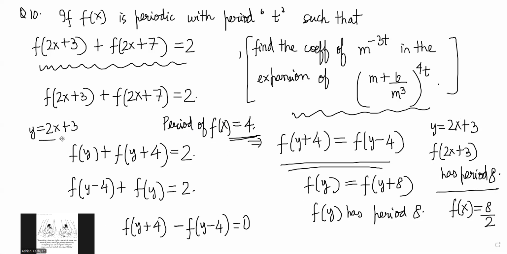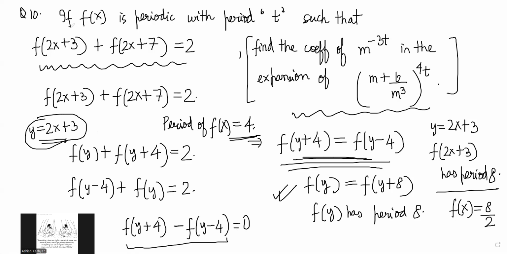How? We just replaced it with 2x plus 3. From here we got this. And we got that f of y has a period of 8. But y was 2x plus 3. So from properties of periodic functions, when y is 2x plus 3, f of x will have period of 8 by 2, the coefficient of x, right? So period of f of x is 4, so therefore t is 4.